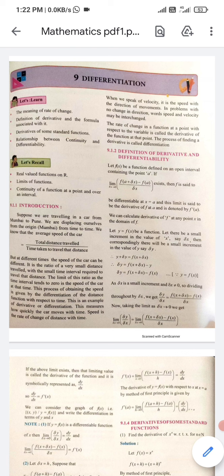A raised to x is common, using a raised to x+h, that is a raised to x into a raised to h. So a raised to x common, times [a^h - 1] upon h. A raised to x is outside the limit: limit h tends to 0 of [a^h - 1] upon h. So f'(x) is equal to a raised to x log a, since the limit of [a^x - 1] upon x is equal to log a. So if f(x) is equal to a raised to x, then f'(x) is equal to a raised to x log a.